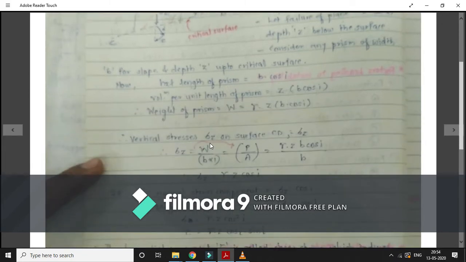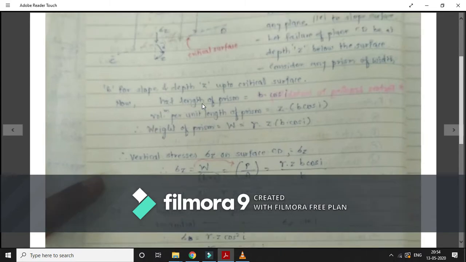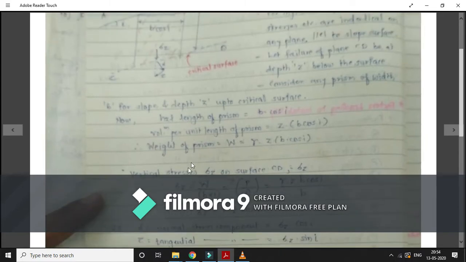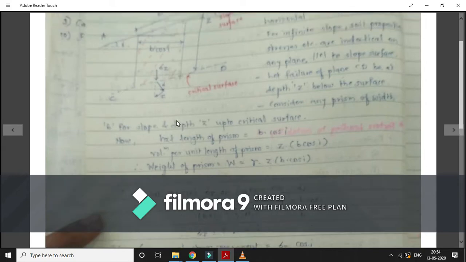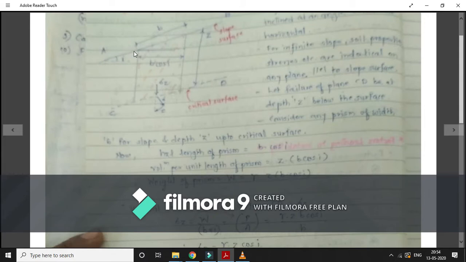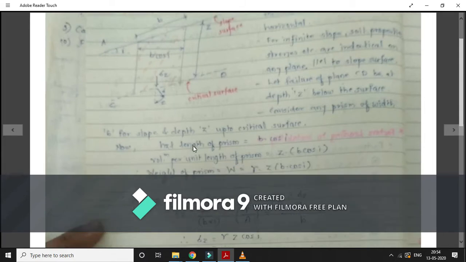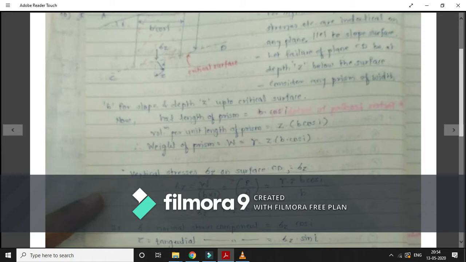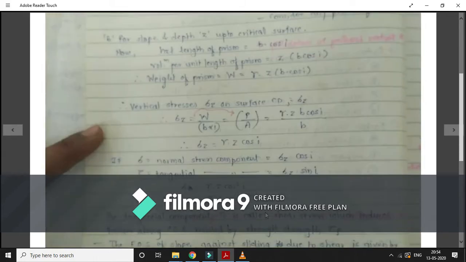Vertical stress sigma Z on surface CD. We are going to calculate the stress value now. This is the weight, so weight divided by area, that is force upon area, will give you sigma Z. Force is W and area is B multiplied by unit thickness, perpendicular to this surface, so B into 1. This is the area. Putting all the values of W and this area, I will get gamma Z B cos i divided by B. So B gets cancelled out and we get sigma Z equal to gamma Z cos i.